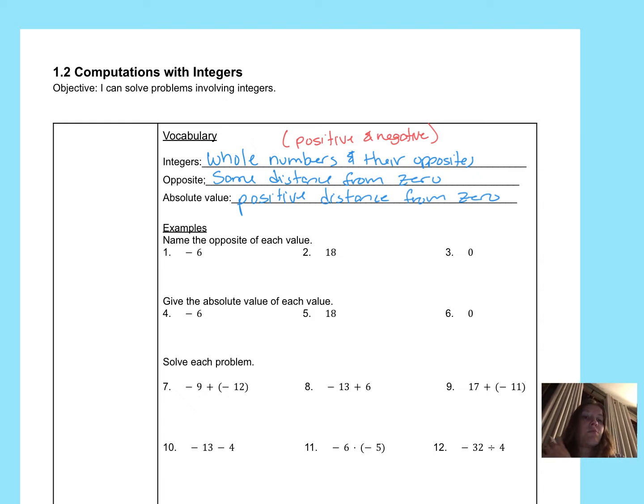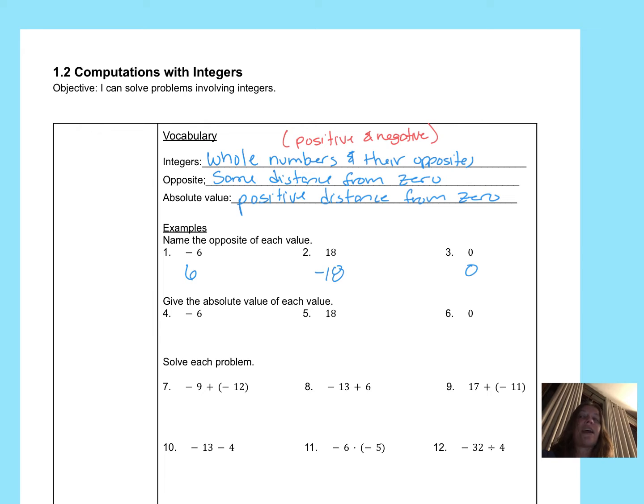Okay, so our first set of problems: name the opposite. Negative 6 is 6 to the left of 0, so the opposite would then be positive 6, 6 to the right of 0. The opposite of 18 is negative 18, so it's on the opposite side of 0. And 0 doesn't really have an opposite because it is right in the middle, so it's 0 spaces from 0.